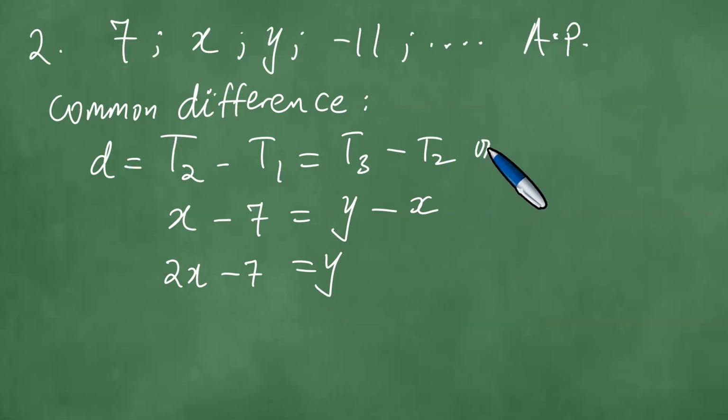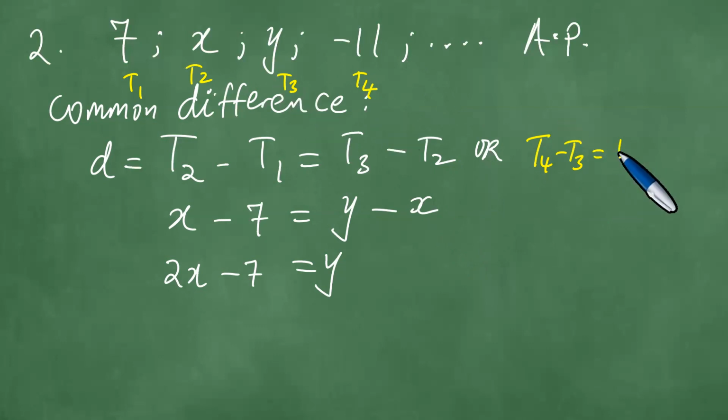We can do it this way, or we can do it differently. How else can we do it differently? This is like T1, this is like T2, this is like T3, and this is like T4 in the sequence. So we can also use other differences, like T4 minus T3 is equal to T3 minus T2.